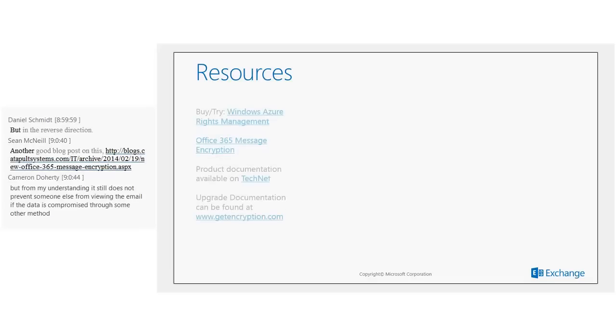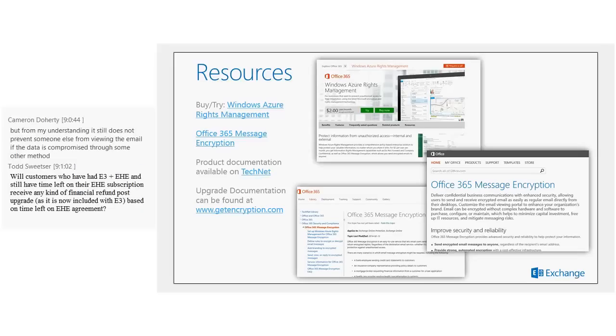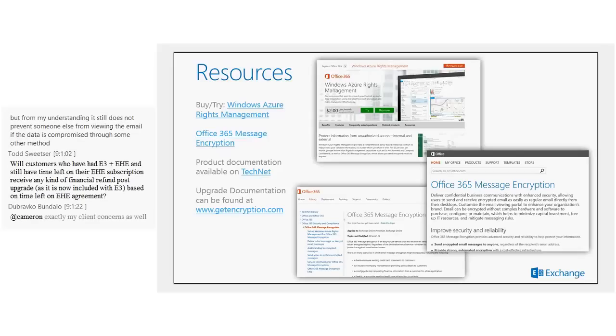Towards the end of the slides, there are a couple of resources that you should be aware of, and you should refer to them if you haven't already. You can go ahead and purchase Office 365 message encryption because it's included with Windows Azure Rights Management. You can go to the Windows Azure Rights Management page and buy the product there, or simply try it for a certain duration. I believe the trial duration is 90 days, or 30, one of them. You can also purchase the product through the Office commercial page, and you're seeing a screenshot of that as well.